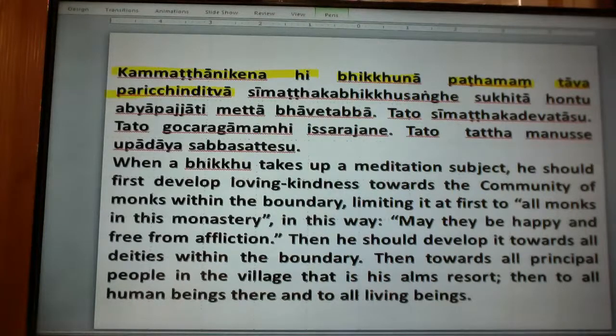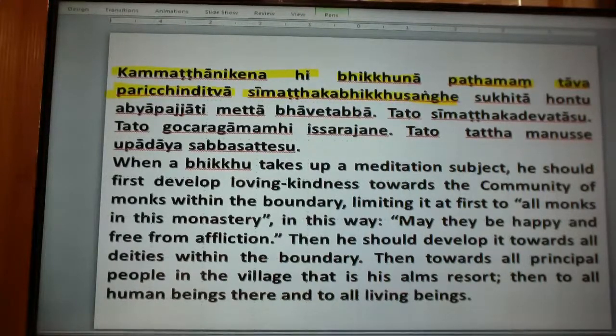Kamathani Kena means one who wants to practice meditation. Bhikkhuna, the monk. Patama means first. Purichenditwa means make a boundary. Purichenditwa, make a boundary. Simataka Bhikkhu Sanghi.